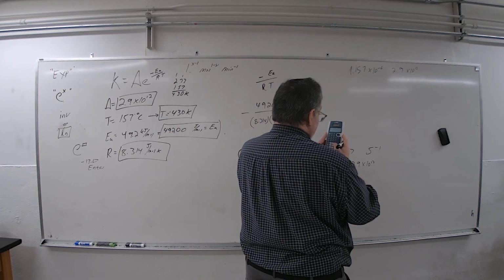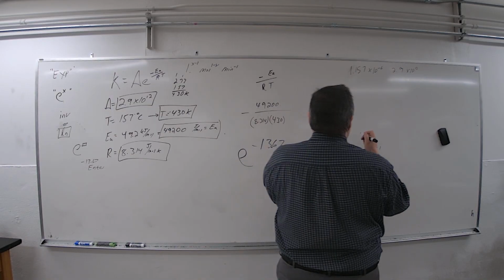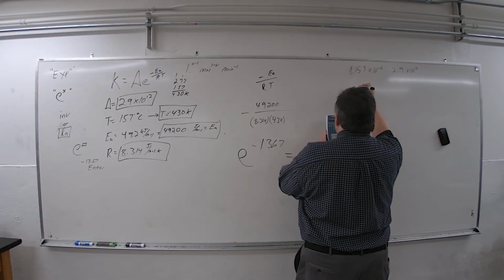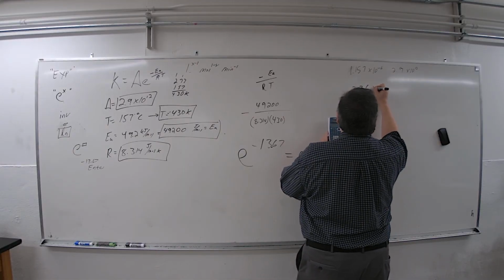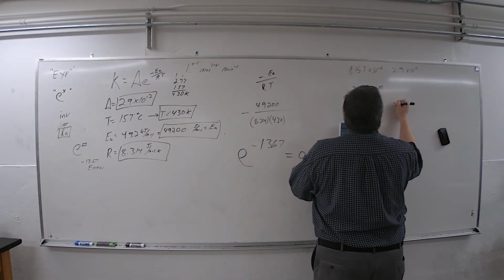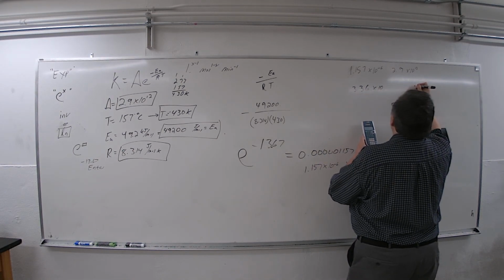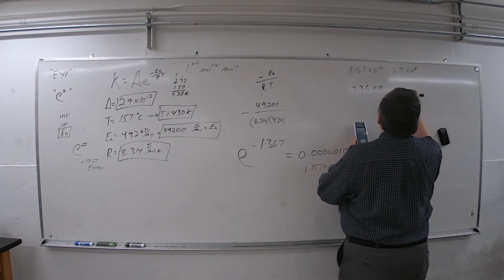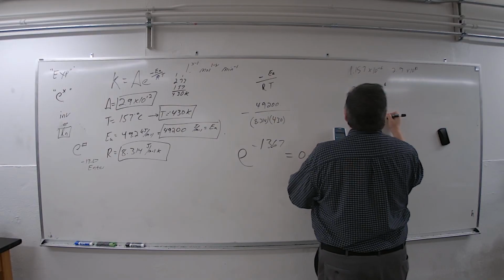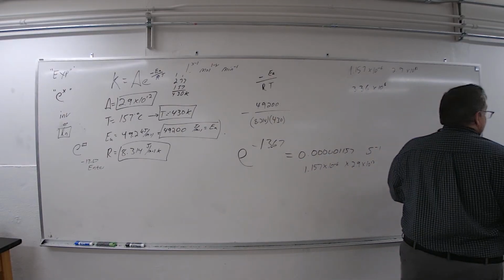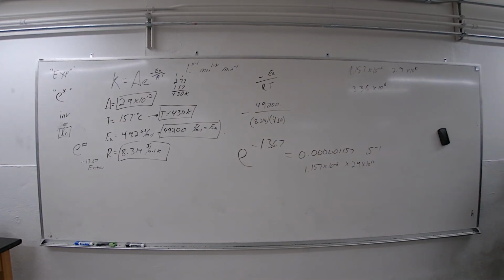Times 2.9, 3.36 times 10 to the 12 minus 6 is 10 to the 6. That's what you should get. 3.36.